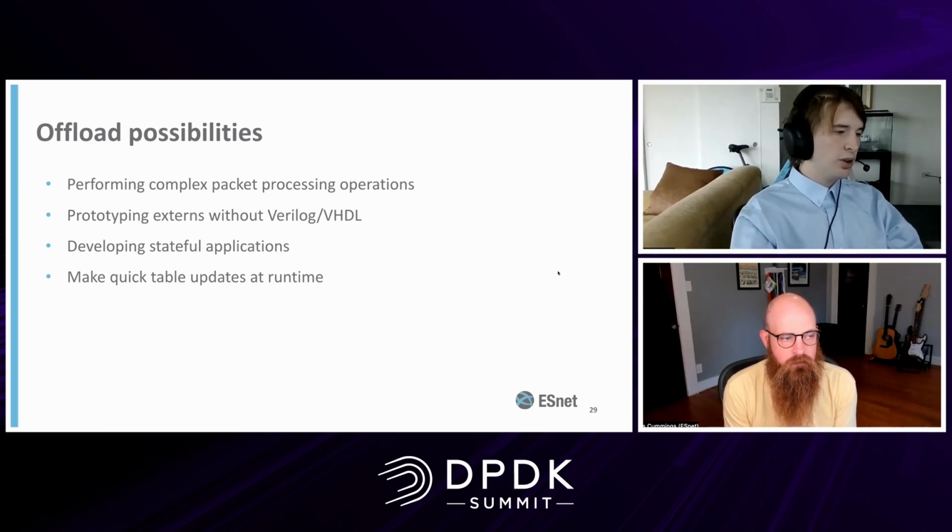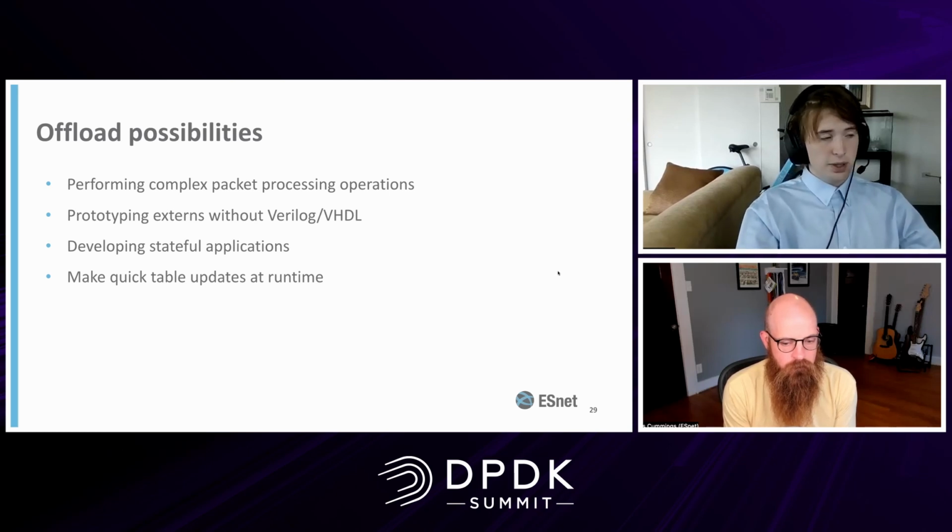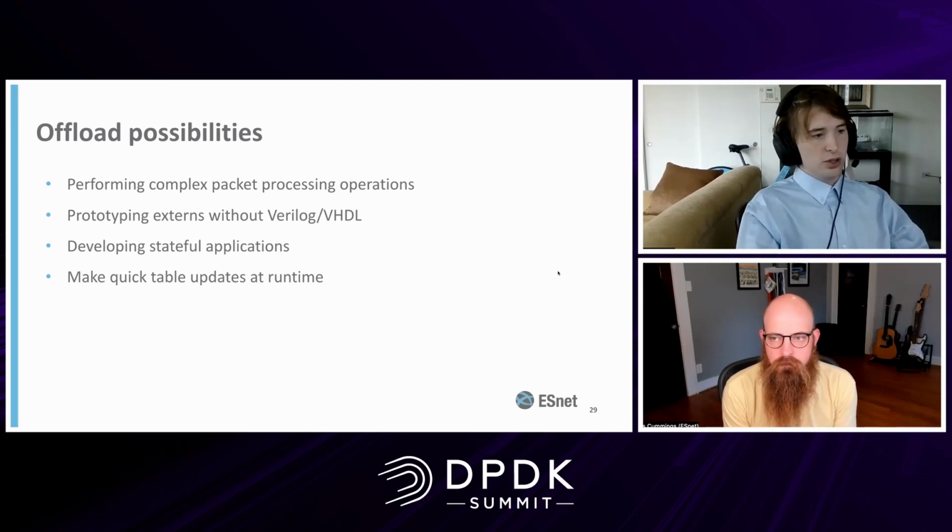Another thing you can do is make quick table updates at runtime. The ESnet SmartNIC framework supports doing some gRPC calls in order to update tables. You can also do it with this. It requires a bit more work, but if you needed to optimize the speed, you could directly write into the table memory of the tables.